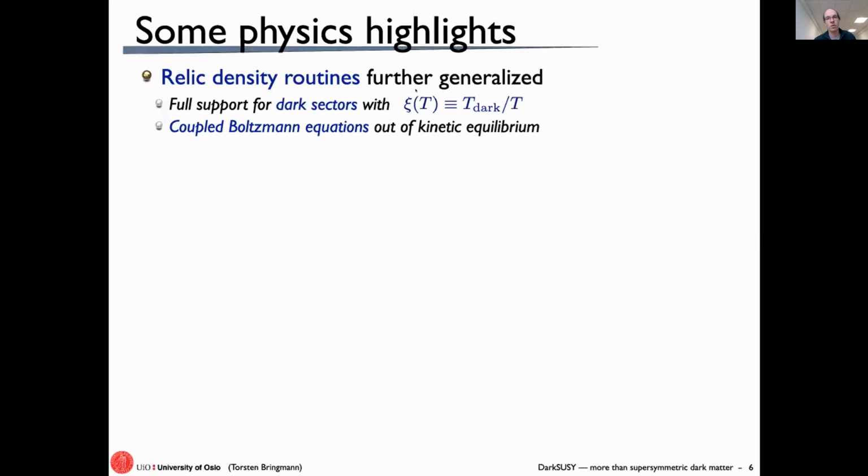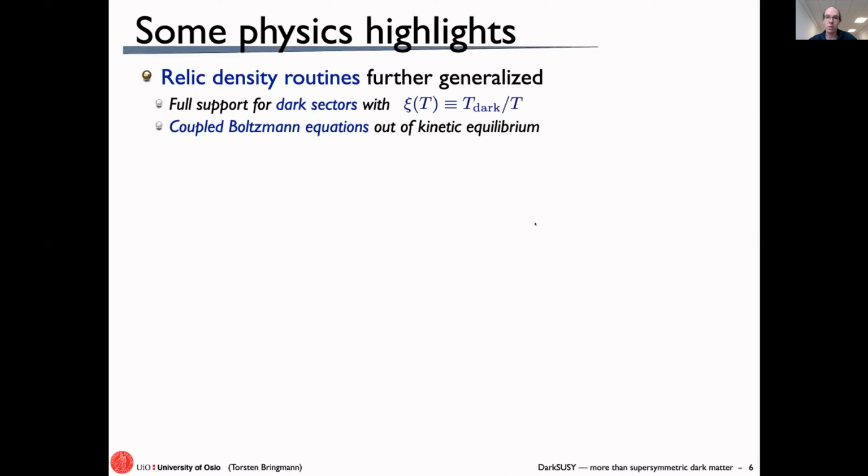So a typical situation is that you have the two sectors in thermal equilibrium at very early times, then they decouple, and entropy is conserved separately in these two sectors. That means that this function here, the ratio of the two temperatures, is just a function of how the dark and visible sector degrees of freedom evolve. And this is all fully implemented in a consistent way.